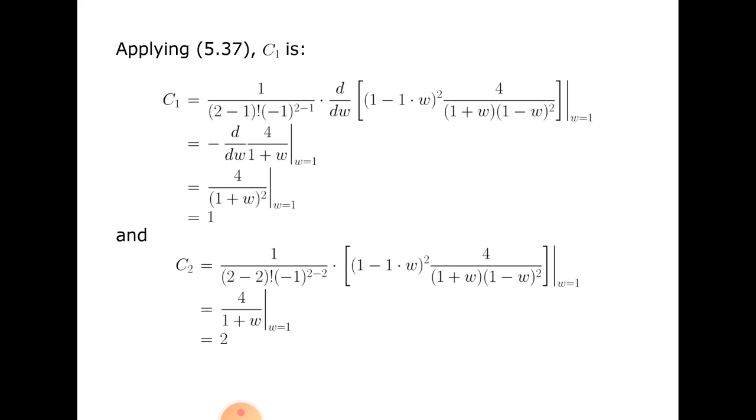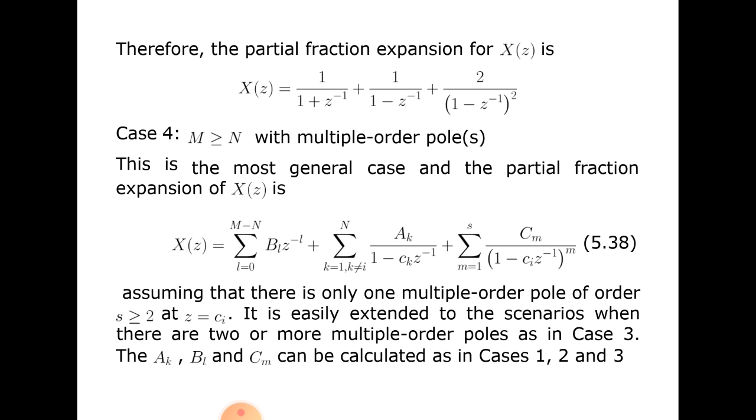And C2 will be calculated by 1 divided by (2 minus 2)!, into (1 minus omega) the whole squared times 4 divided by (1 plus omega) into (1 minus omega) the whole square, where omega is equal to 1, and that is 4 divided by (1 plus omega), where omega is equal to 1, so C2 is equal to 2. Therefore the partial fraction expansion for X(z) is equal to 1 divided by (1 plus z^-1) plus 1 divided by (1 minus z^-1) plus 2 divided by (1 minus z^-1) the whole square.